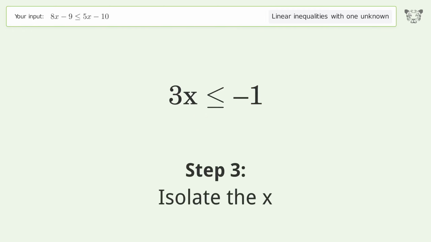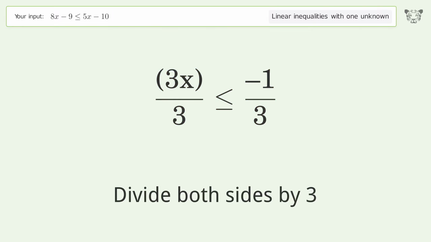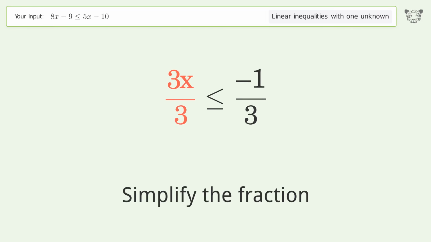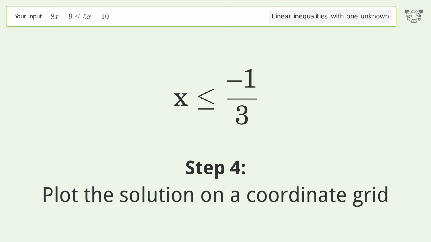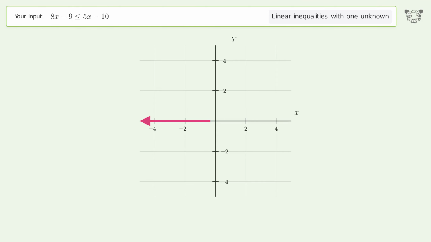Isolate the x. Divide both sides by 3. Simplify the fraction. Plot the solution on a coordinate grid. And so the final result is x equal or smaller than -1/3.